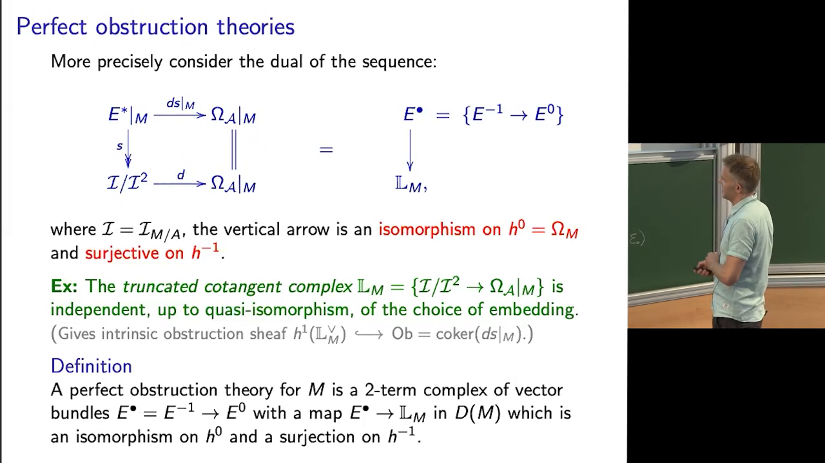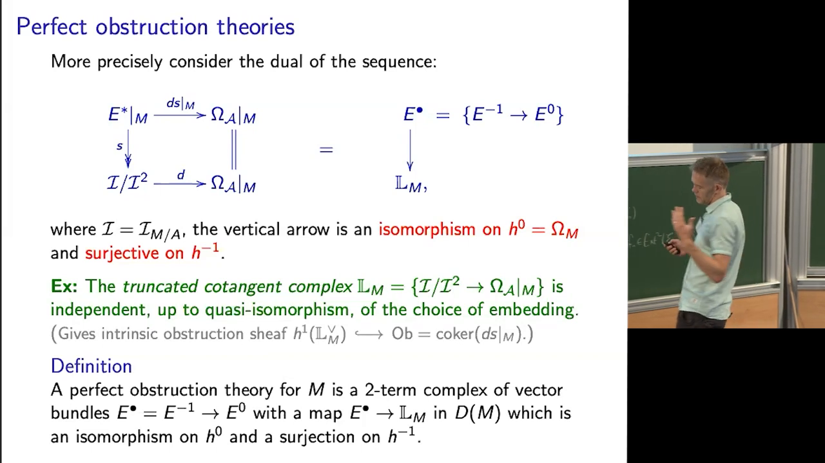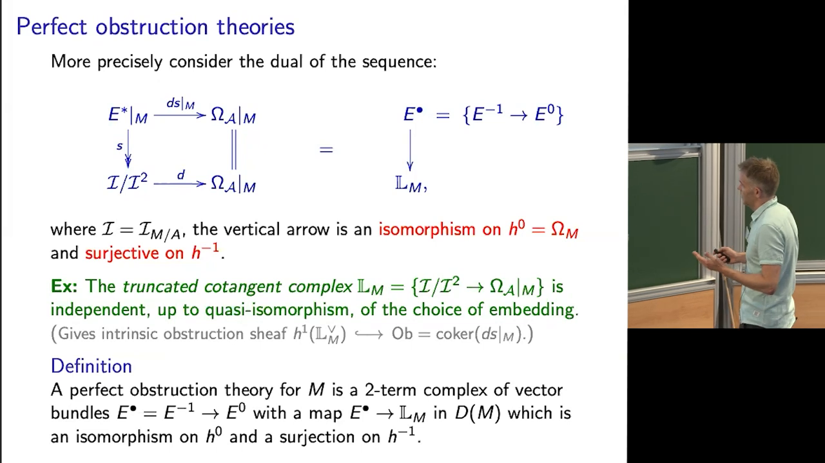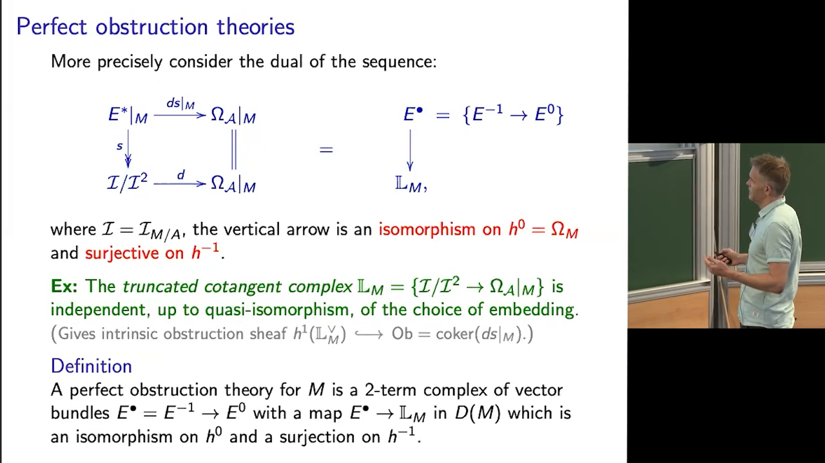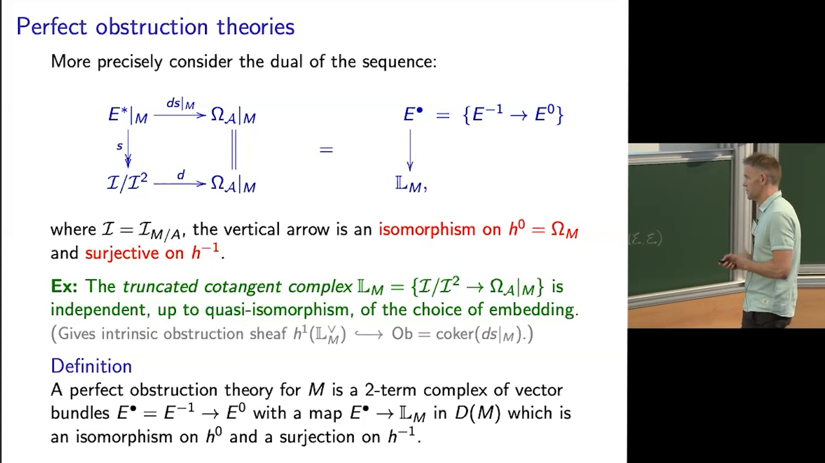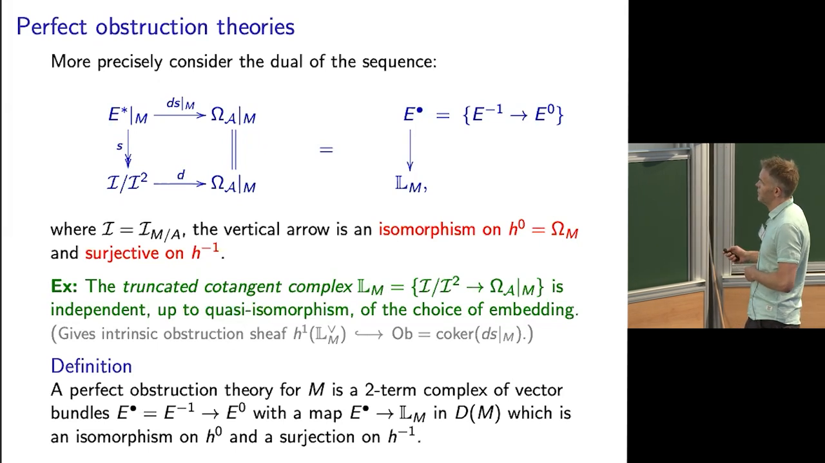And the precise definition is, for any space, for me, all my spaces are going to be quasi-projective or projective, so it simplifies their definition a tiny bit. It is a choice of two-term complex of vector bundles up to quasi-isomorphism with a map to the cotangent complex, which is an isomorphism on zeroth cohomology sheaves and a surjection on minus one-th cohomology sheaves.